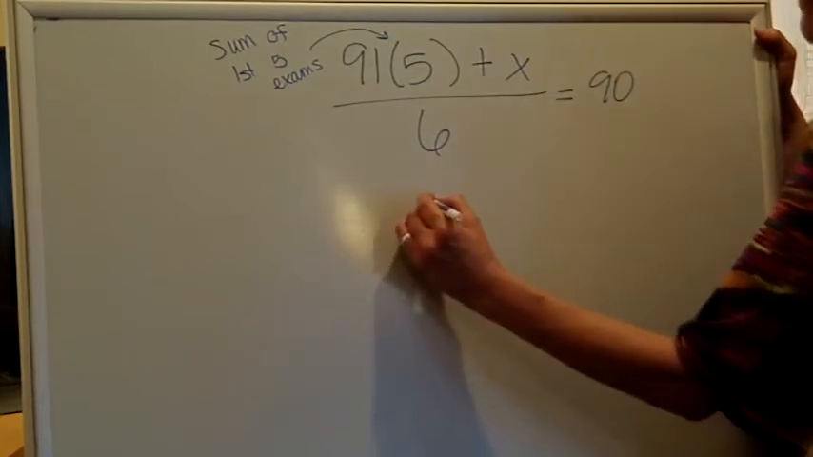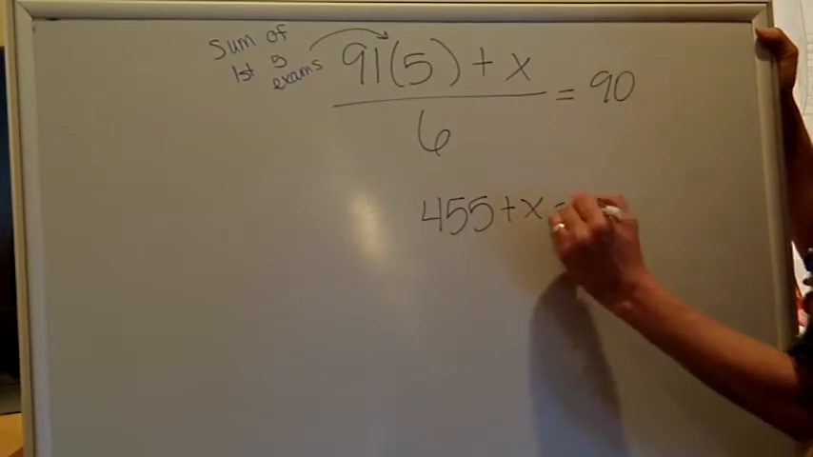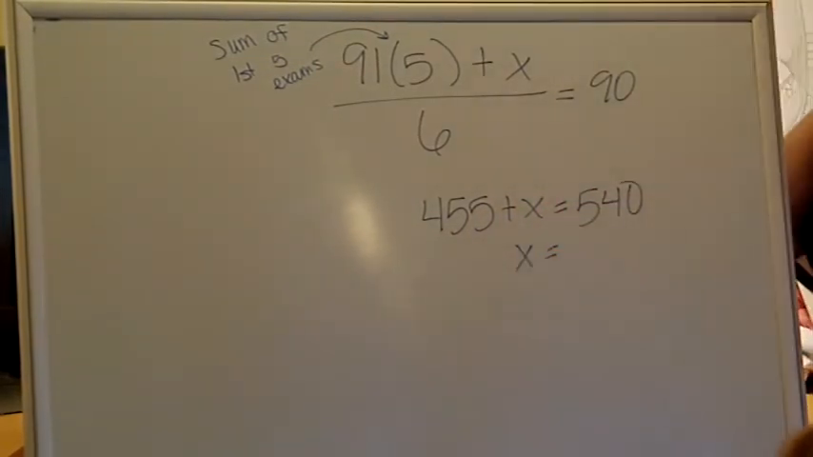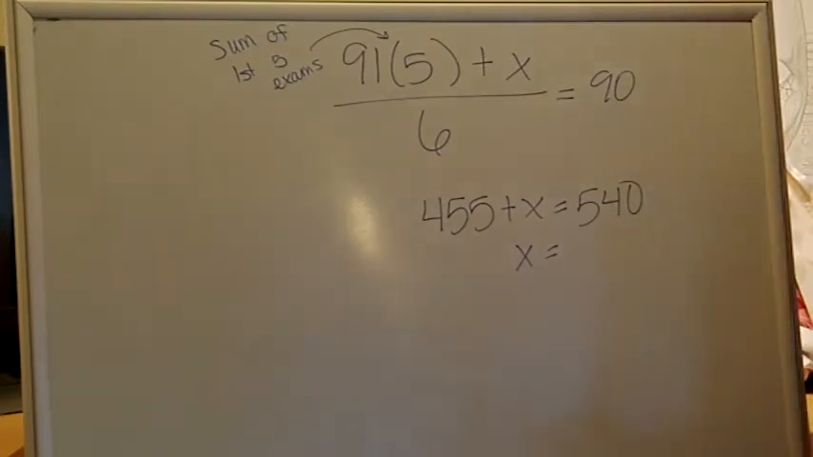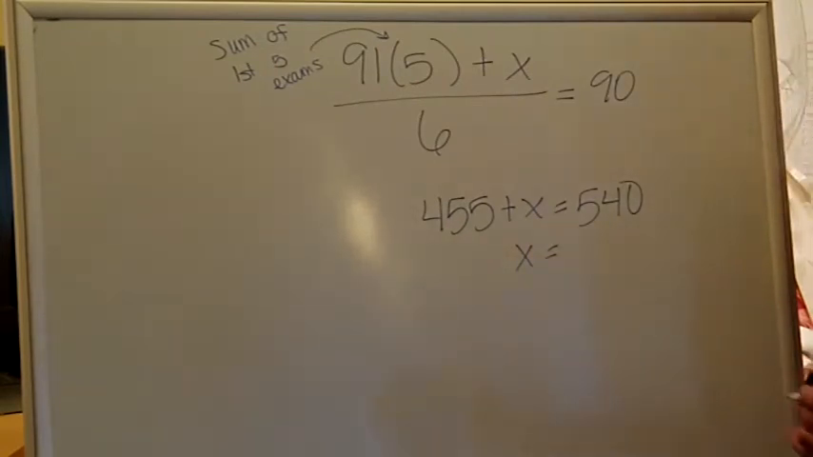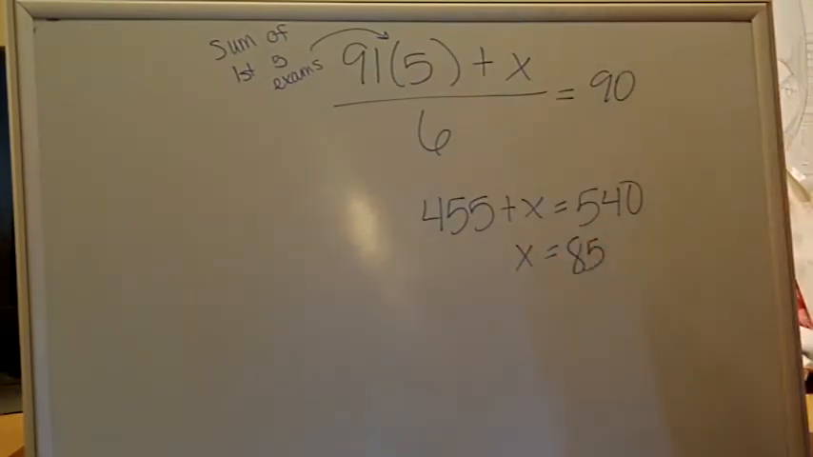So we're looking at 455 plus X equals 540. Subtract 455 from 540, and what do you get? Have y'all done the math yet? 85. There you go. That's what he needs to have, which is answer choice G.